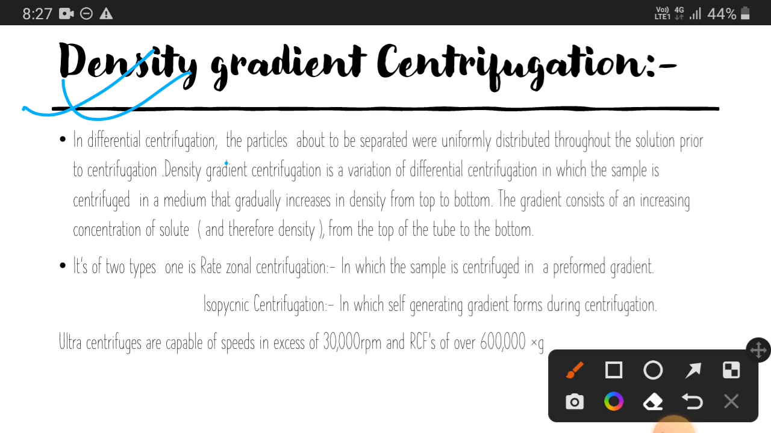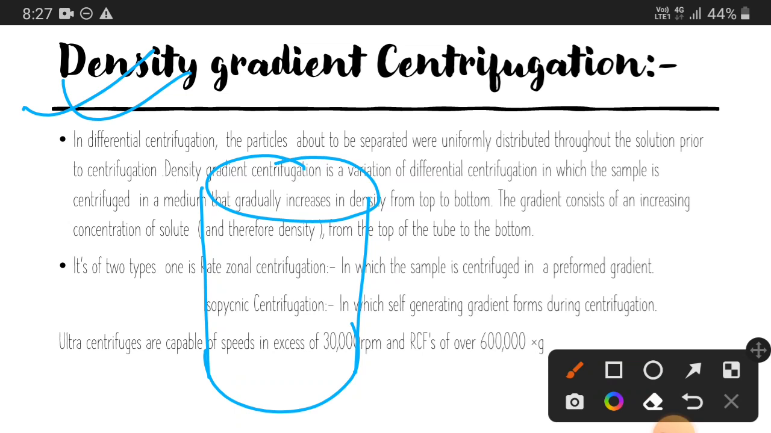So what is density gradient centrifugation? It is as simple as this: there is a tube in which a liquid medium is present, and in it you have suspended the sample mixture that you want to separate. Now here there is a twist. What is the twist? It concerns the medium in which you are going to centrifuge your sample.